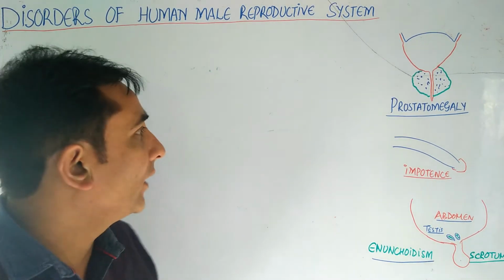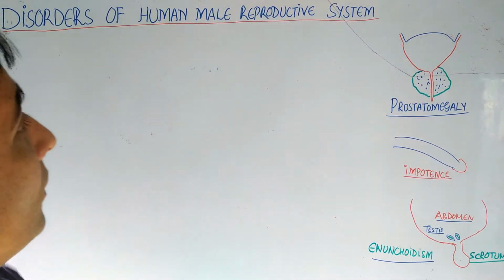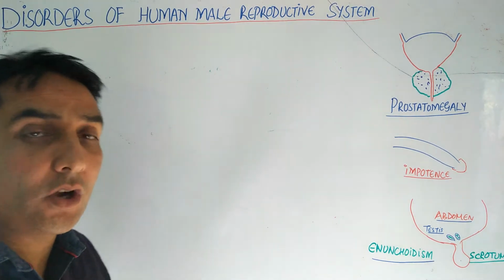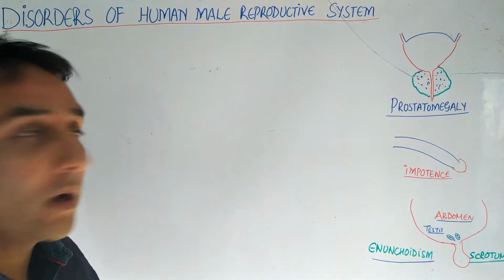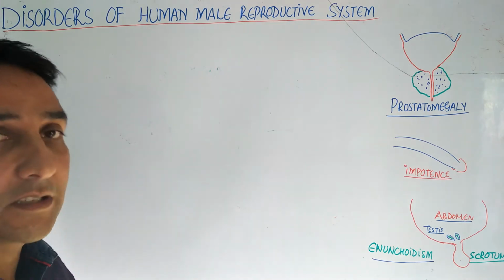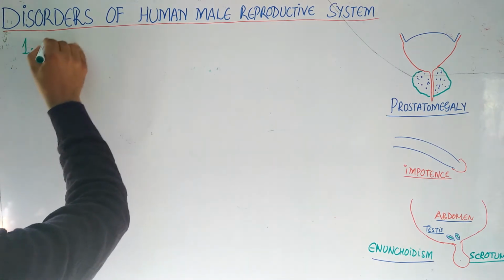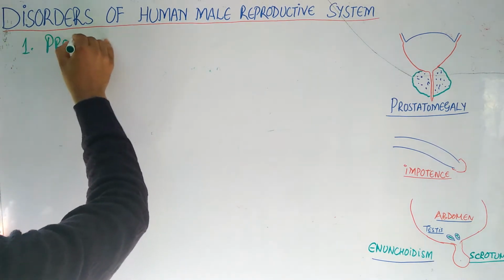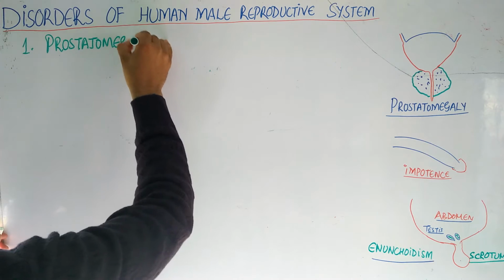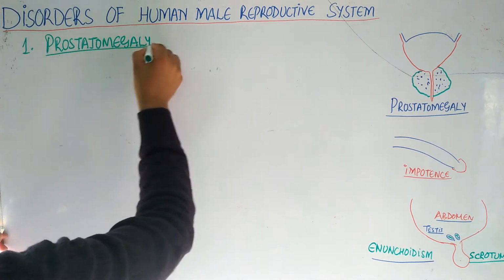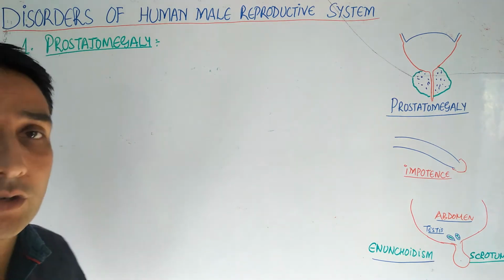Welcome students. Today we will discuss a very important concept, that is the concept of disorders of the human male reproductive system. Many disorders occur in the human male reproductive system, but the main disorders which we will be discussing in this lecture are as follows. The first disorder is prostatomegaly.